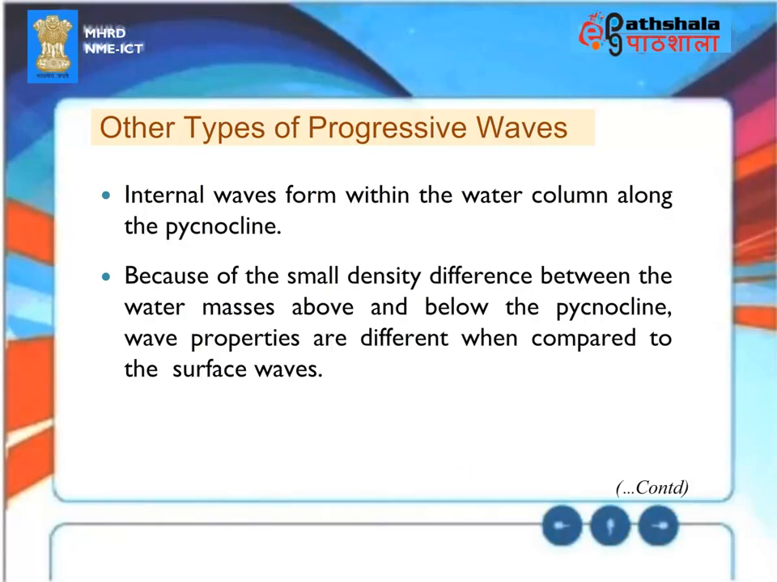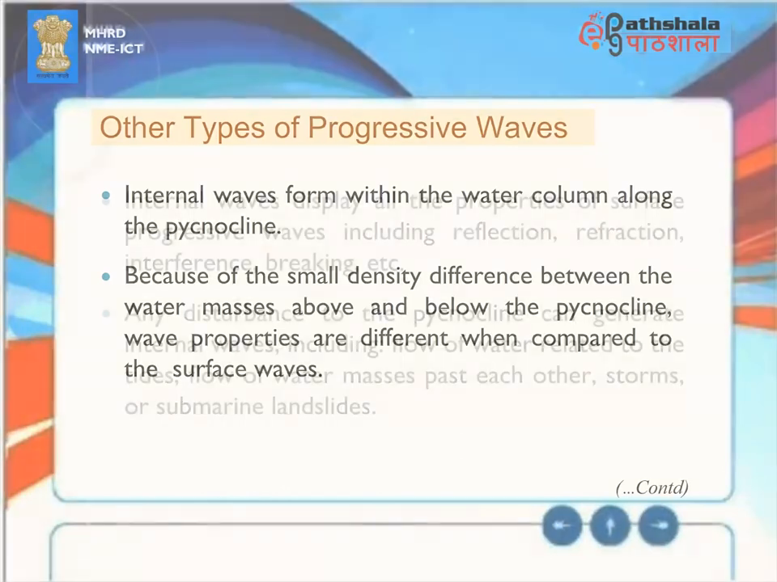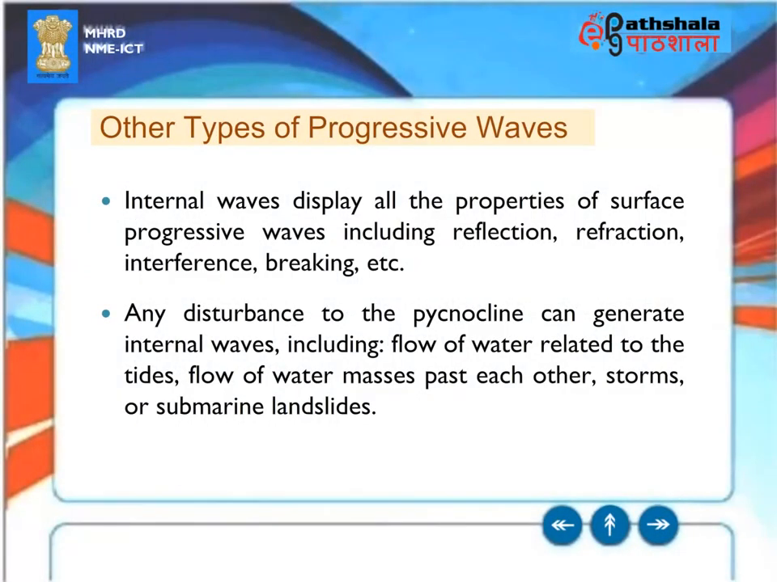Internal waves form within the water column along the pycnocline. Because of the small density difference between the water masses above and below the pycnocline, wave properties are different when compared to the surface waves. Internal waves display all the properties of surface progressive waves, including reflection, refraction, interference, breaking, etc. Any disturbance to the pycnocline can generate internal waves, including flow of water related to the tides, flow of water masses past each other, storms, or submarine landslides.